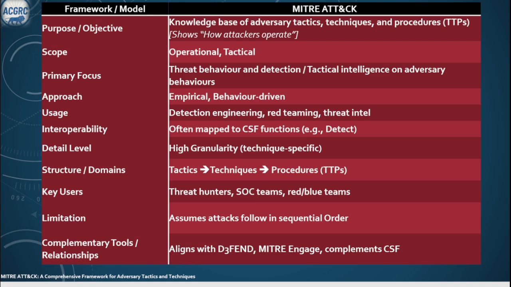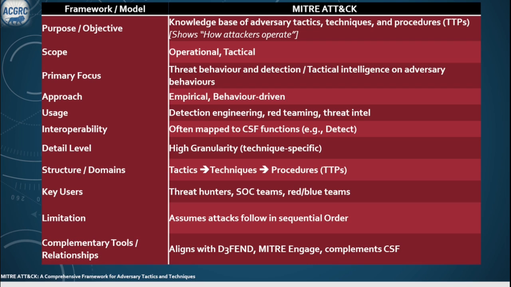Yes, it has its limitations. It assumes attacks follow a sequential order when it articulates itself. Having said that, it's still open to any specific change in patterns. So it is flexible, but once documented, it can also be a limitation if the threat actor changes its direction of approach. It acts as a complementary tool in its relationship with other frameworks.